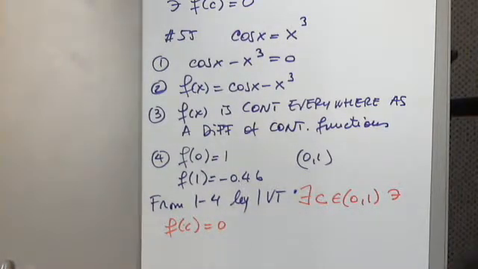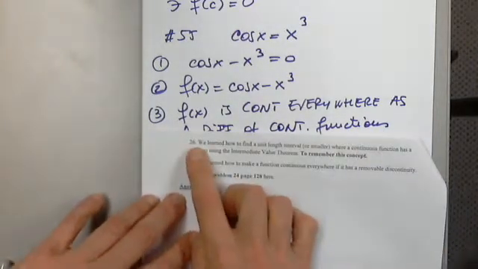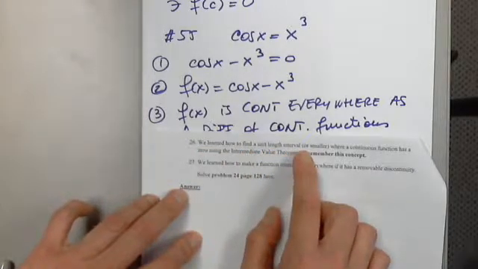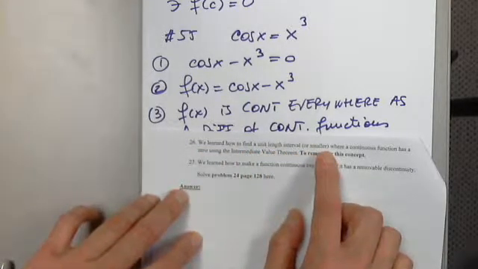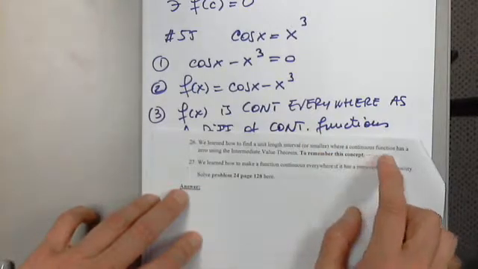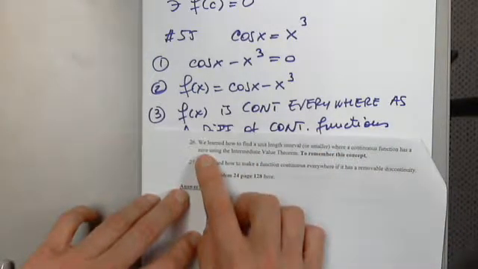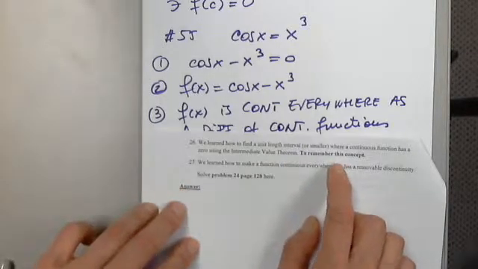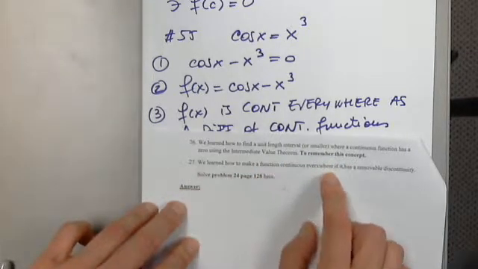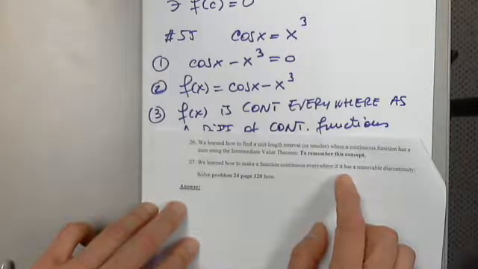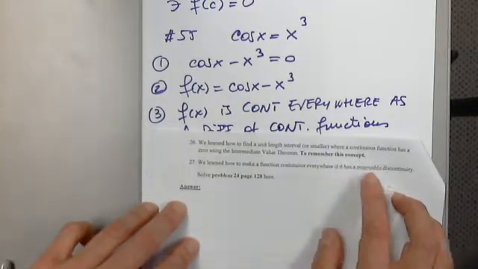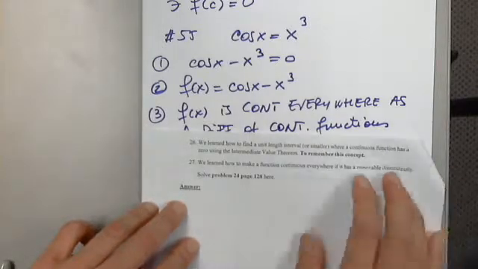Okay. So let's read 26. We learned how to find a unit length interval, or smaller if we want to, where a continuous function has a 0 using the intermediate value theorem. Just to remember that we did that. We learned how to make a function continuous everywhere if it has a removable discontinuity, and that's my next step.